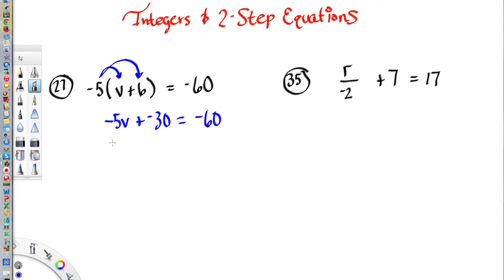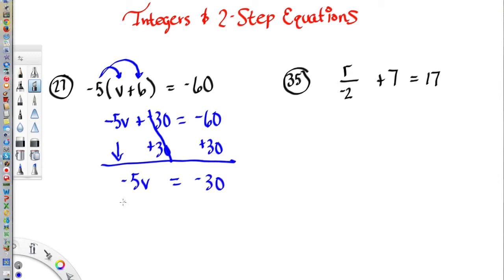Now I can begin to isolate my variable. Is there anything being added or subtracted to the variable side? The answer is yes. I'm adding a -30. Well, how do I get rid of a -30? By adding 30. Okay, a -30 and a +30 will cancel each other out. What I do to one side, I need to do to the other. I bring down my -5v is equal to a -60 plus a +30, which will give me a -30.